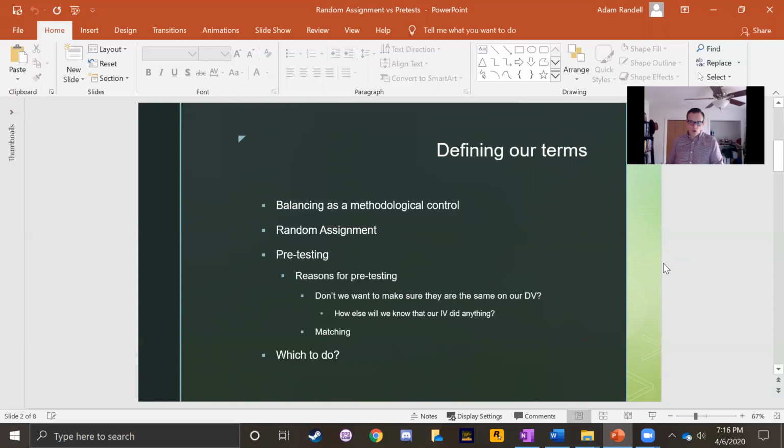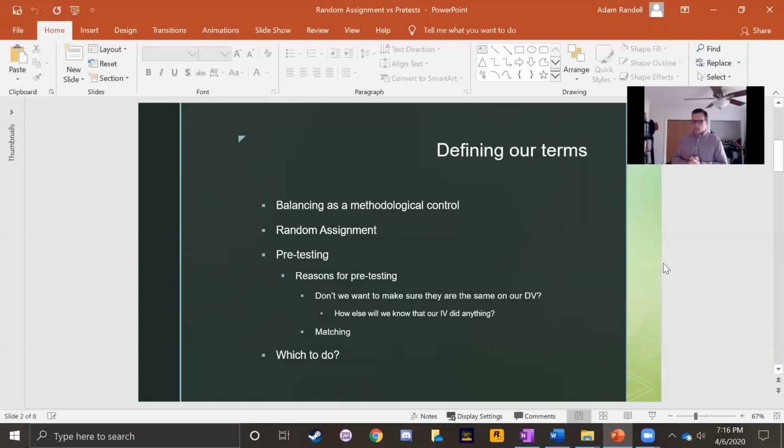All right, so how do we go about accomplishing balance? How do we go about making sure that the subject variables between our participants are all roughly equivalent? Well, like I said, there are two main methods. You have random assignment, and this is the dominant method. And then you have pre-testing. All right. Now, random assignment is exactly what it sounds like. You have a sample, and then you randomly assign participants to each condition.